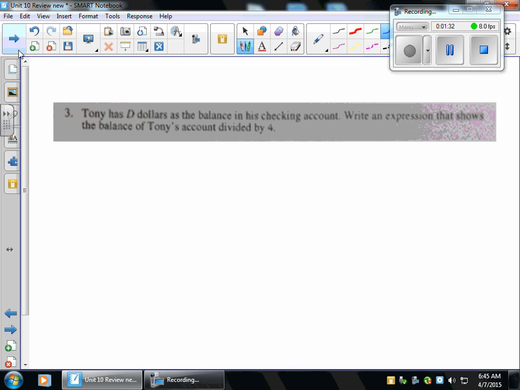Tony has D dollars as the balance in his checking account. Write an expression that shows the balance of Tony's account divided by 4. Well, if Tony has D dollars, don't make up a letter. If the letter is part of it, just add the letter. And then we have to see, what are we going to do with that? Well, divided by 4. It's nice and simple. You're going to take D divided by 4. That's all they're asking to do.